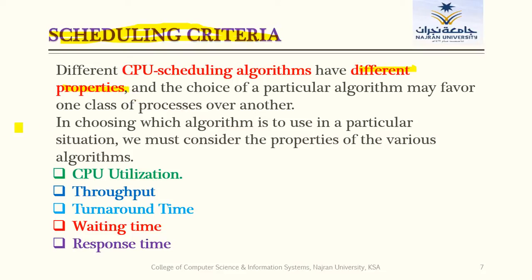So what are these criteria? First one is CPU utilization. We will discuss all these criteria one by one. The second criteria is throughput. Then we have turnaround time. Number four is waiting time, and fifth and last one is response time. Whenever we are selecting any algorithm, we need to keep in mind these five components: CPU utilization, throughput, turnaround time, waiting time and response time.